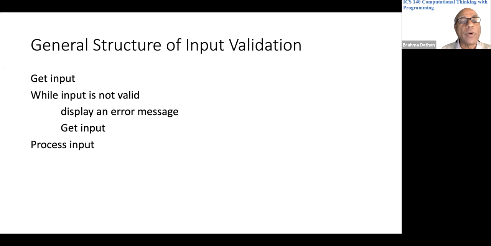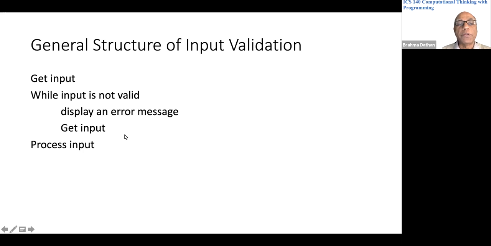So while input is not valid, whatever that check is, display an error message, get the next piece of input, and check if the new input is correct. If it is not valid, continue iterating. Once you get out of this loop, you know that the input is valid. The reason is that if it were invalid, you would have continued the loop. Now you can process the input. So this is the general structure of input validation.